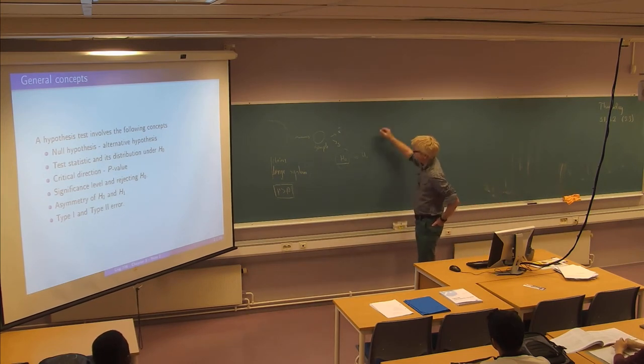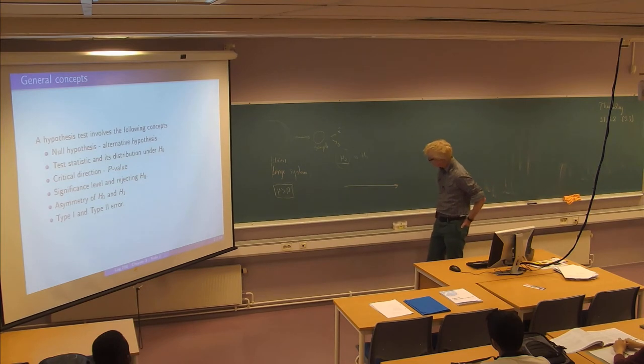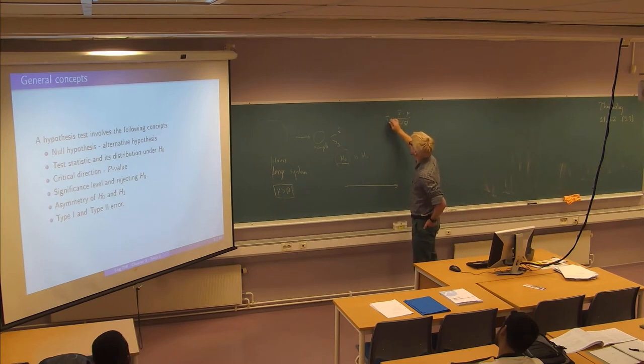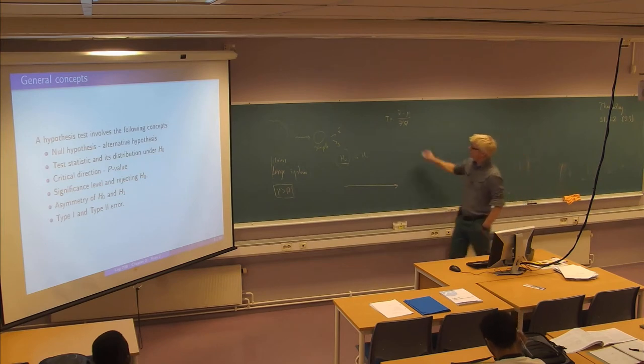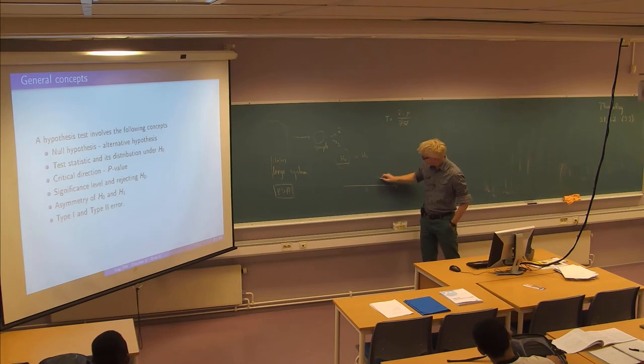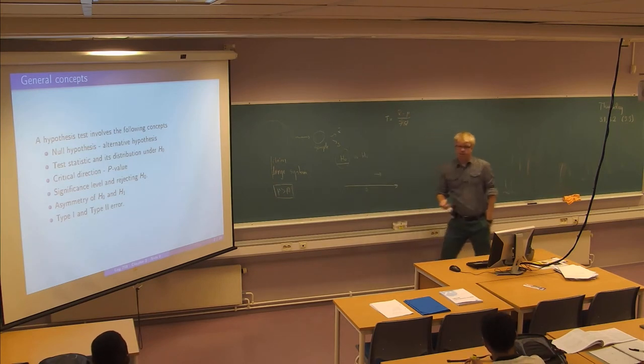So usually we observe the test statistic on some scale. For instance, if it was this thing that we called x bar minus mu over s over square root of n, I think we call it either z or t. And then we saw that with some assumptions, this will have a standard normal distribution, so it lives here around zero if H0 is true. And then for a one-sided test like this, you would get a critical direction this way.